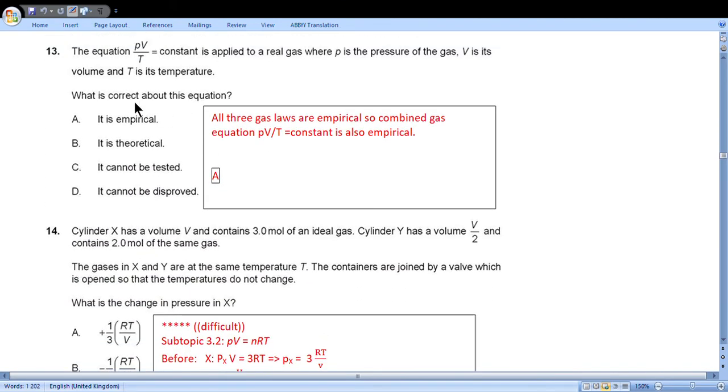Question 13. The equation PV over T equals constant is applied to a real gas, where P is the pressure, V is the volume and T is temperature. What is correct about this equation? It is empirical. All 3 gas laws are empirical, so the combined equation is also empirical, so it is A.